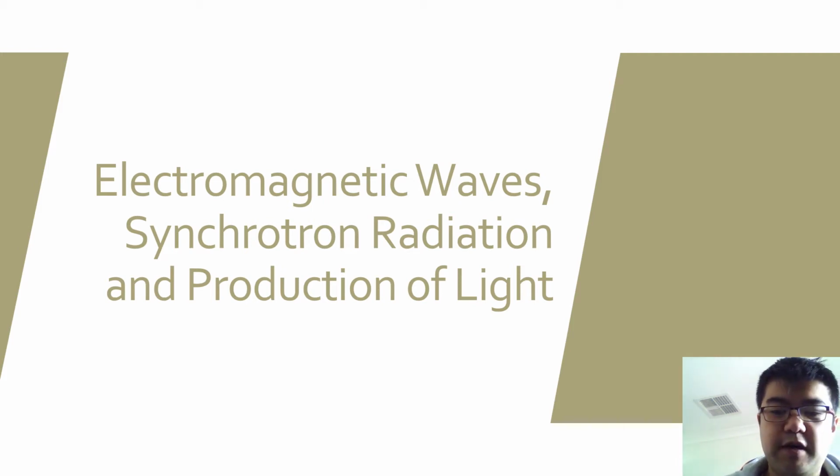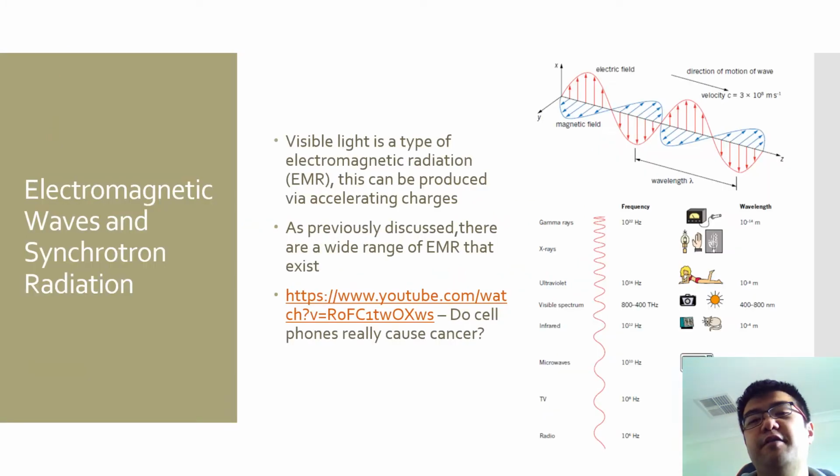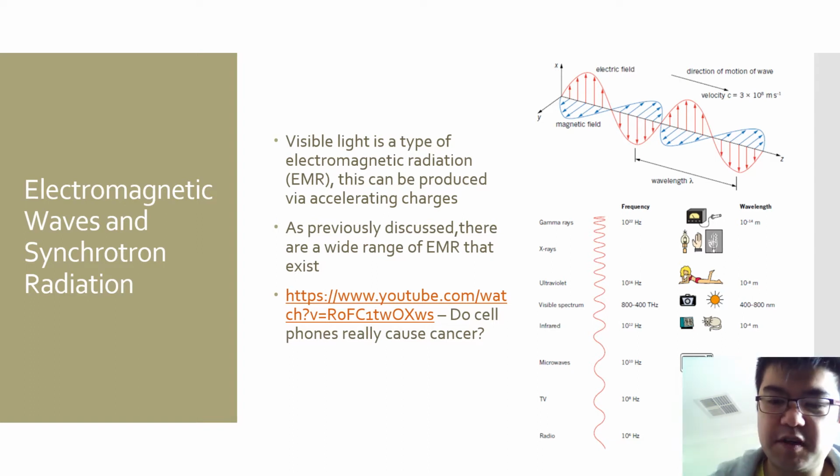So today we're going to look at electromagnetic waves, synchrotron radiation, as well as production of light. So we've spoken about electromagnetic waves before. Remember, electromagnetic waves is anything that is part of radiation. It gives us various parts. As we can see on here, you have different frequencies that you can look at, and they produce different wavelengths.